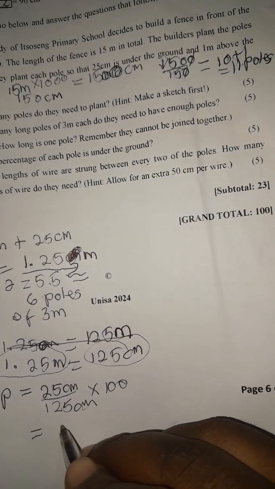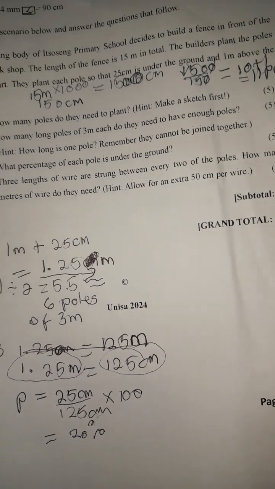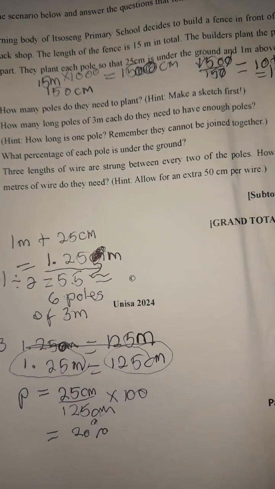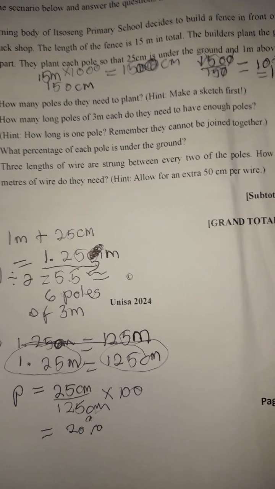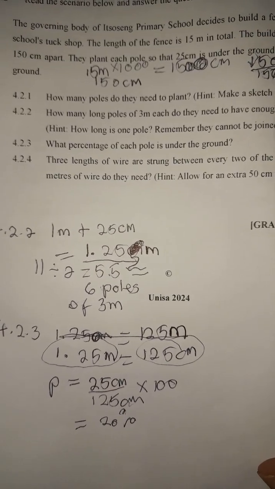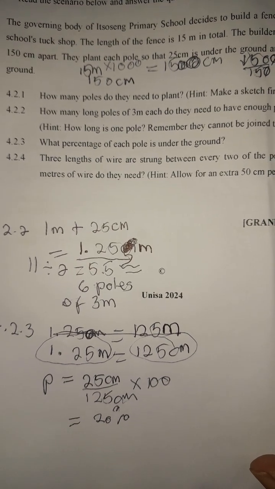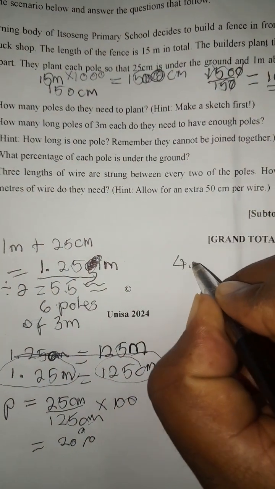So this will give us 20%. They said what percentage of each pole is underground. So 20% is underground. So that's how it should be with 4.2.3. Then I guess now we can look at 4.2.4.